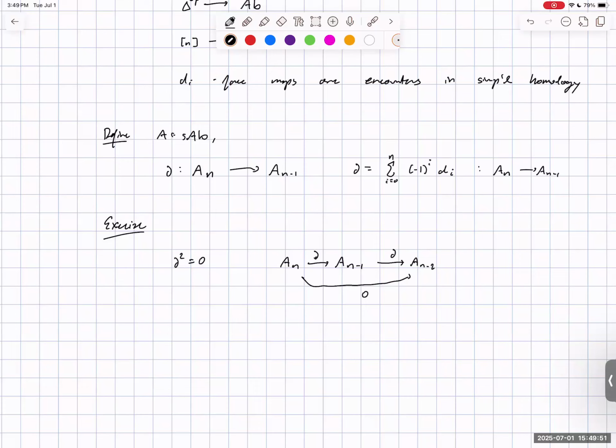So, for instance, take the bar resolution. How do you know that the bar is a resolution? It is because you can construct a homotopy between bar and the trivial one, and the homotopy does come from the degeneracy of the bar. Oh, I see. So in that case, it's helpful.